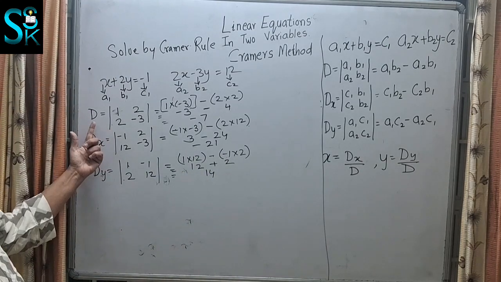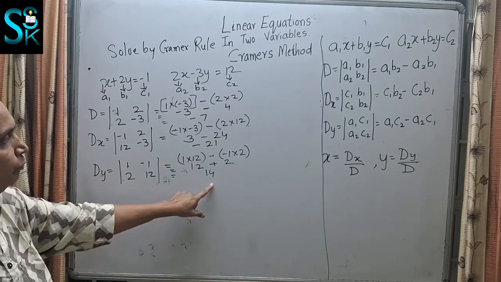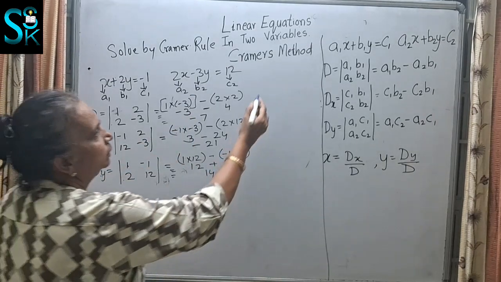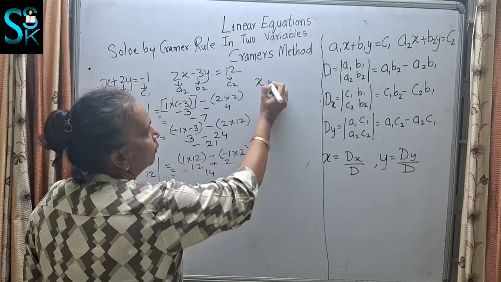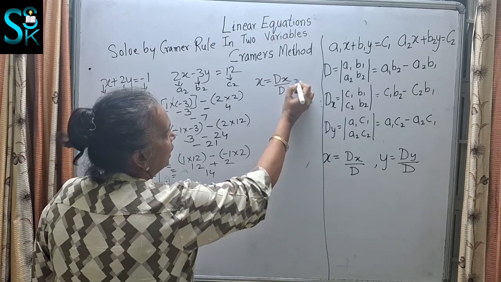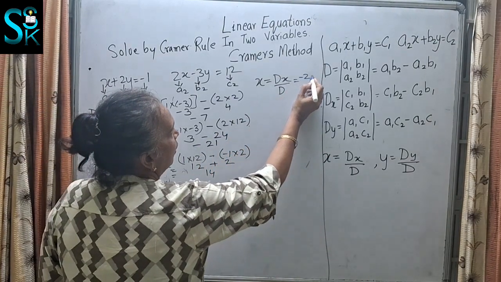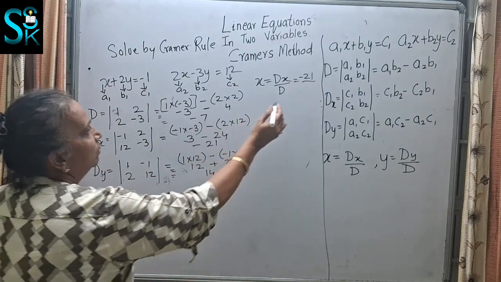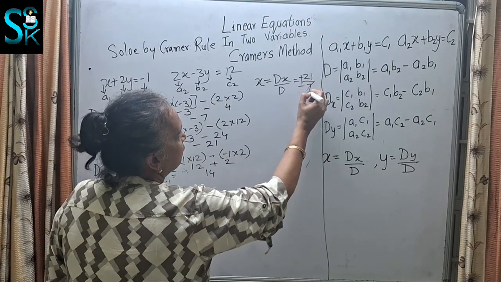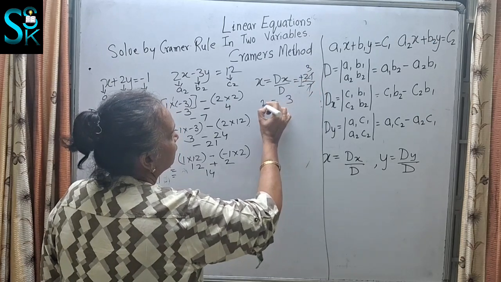Okay, so this is how we found out the value of d, the value of dx, and the value of dy. Now we are going to find the value of x by the formula dx upon d. What is your dx? Minus 21 upon minus 7. Minus minus will get cancelled. 7 ones are 7, 7 threes are 21. So I got the value of x as 3.